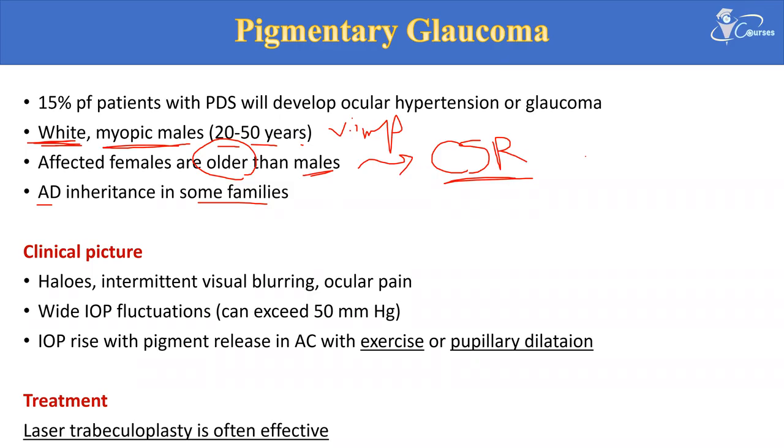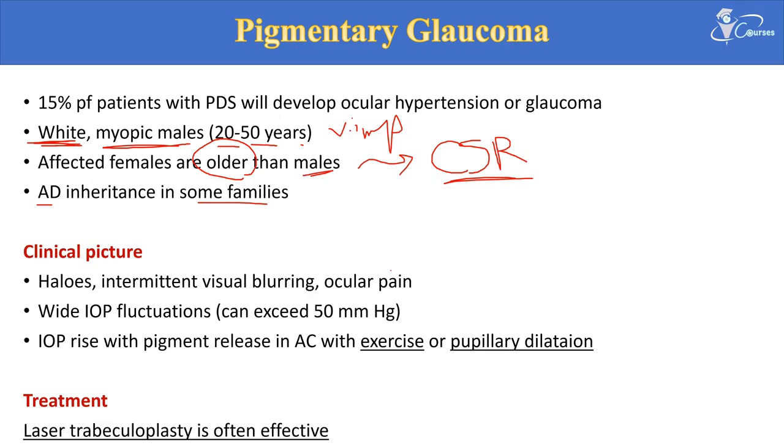So you will check the angle, you will find it is open, so it is not a closed angle. You check the cornea, you find the Krukenberg spindle. Check the angle, you find the Sampaolesi line. You can dilate the iris, you find the Zentmayer line. So the patient will have myopia, so you diagnose it like a pigmentary glaucoma.